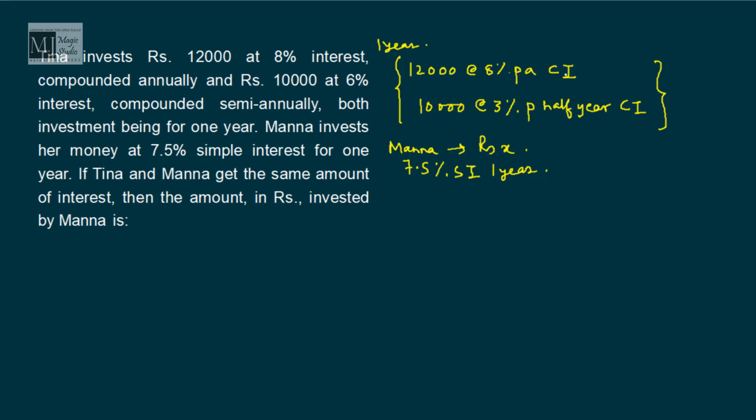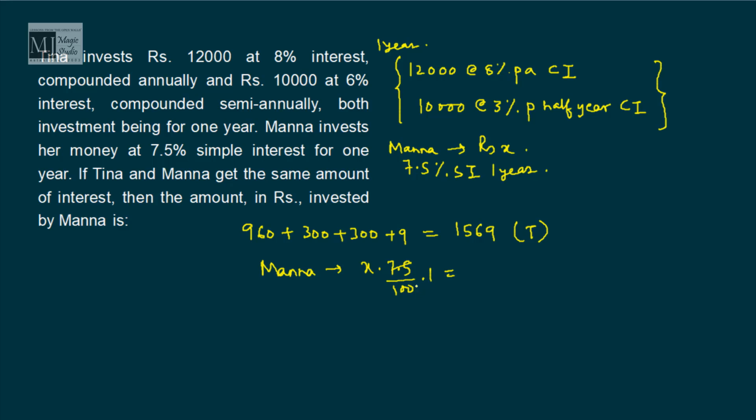Interest on 12,000 at 8% per annum simple interest would be 12 into 8 is 960, plus 10,000 at 3% interest for the first half. 10,000 at 3% is 300. Then again for the next half, 3% interest on 10,000 would be 300. And 3% interest on 300 would be rupees 9. So total interest collected by Tina is 960 plus 600 plus 9, 1569. This is Tina's interest. And the interest collected by Manna would be X into 7.5 by 100 into 1.